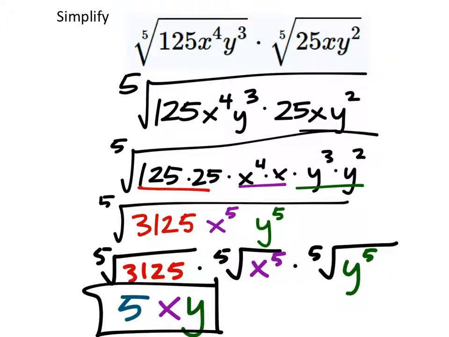We can look back at that as well. 125 is 5 cubed, which we've seen, and 25 is 5 squared. So we can see that the 3125 is also 5 to the 5th power.